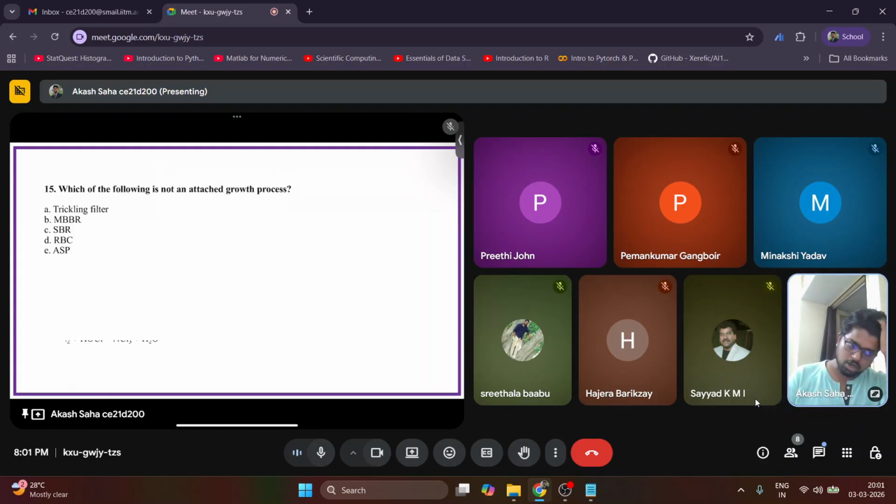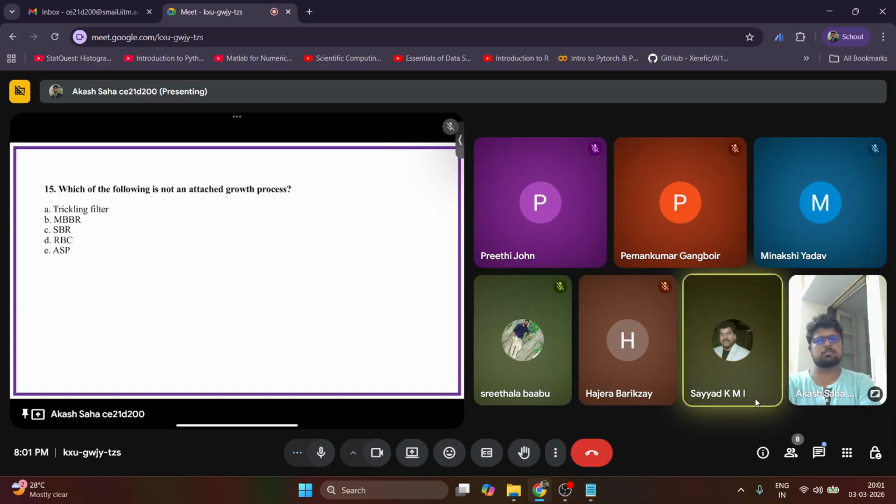Which of the following is not an attached growth process? Trickling filter, MBBR, SBR, RBC, ASP. You should know the full form of all these reactors. So which of them is not an attached growth process? Trickling filter: we just discussed that it is an attached growth process because we have a media on which the biomass grows.